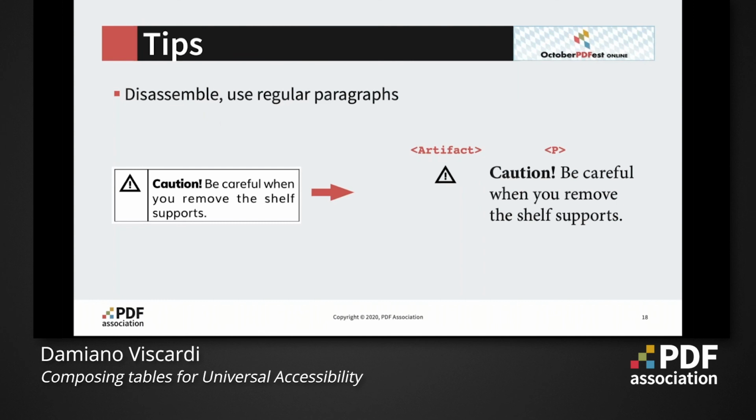Finally, a couple of tips to solve some of the common problems. This is again the first example I showed. It's a table that is not a table. In this case, you do not have to fix the table, you have to decompose the table, to disassemble it and create a different structure in your layout. The icon is an artifact or a symbol character, and the text is just regular paragraph text.